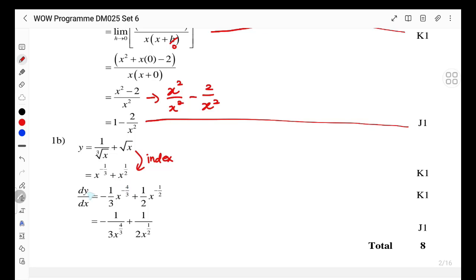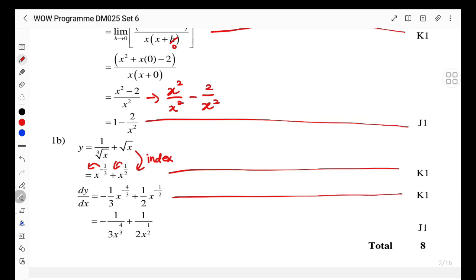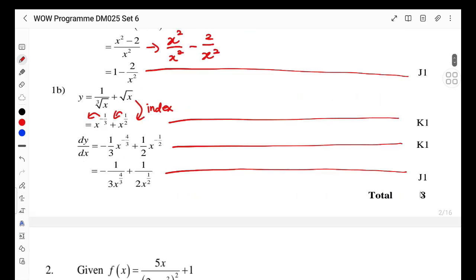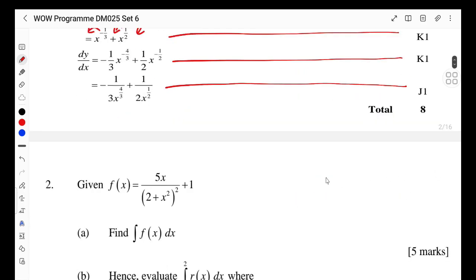And then you differentiate. Negative 1 over 3 power brought to the front, so negative 1 over 3 times x to the power of negative 1 over 3 minus 1, you get negative 4 over 3. Same with this one, power brought to the front, 1 over 2 times x to the power of negative 1 over 2, since 1 over 2 minus 1 is negative 1 over 2. So you change the form, you get K1, and then you differentiate, another K1, and then you simplify your answer, you get J1. So total mark is 8 marks. Alright, so that is question 1 for section A.